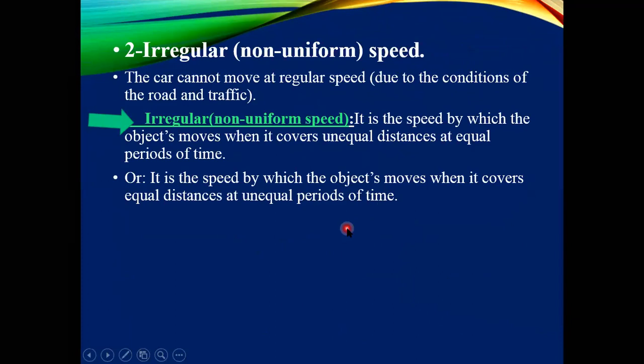Not uniform speed. Here the topic is very easy. It is the speed by which the object moves when it covers distances within periods of time. In uniform motion we said equal. Here we say unequal distances at equal periods of time, and it can also be equal distances but at unequal periods of time. One of them must be unequal and the other equal. Okay, so it's almost the same definition, but unequal.